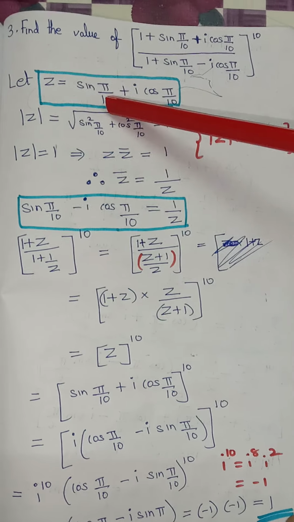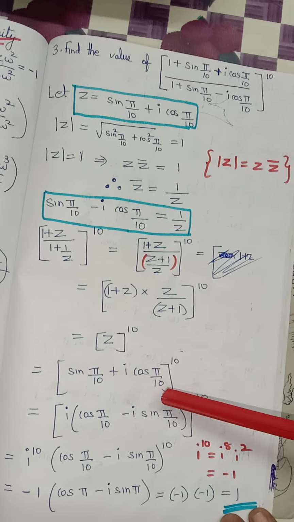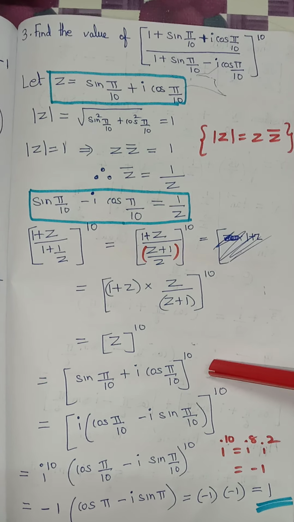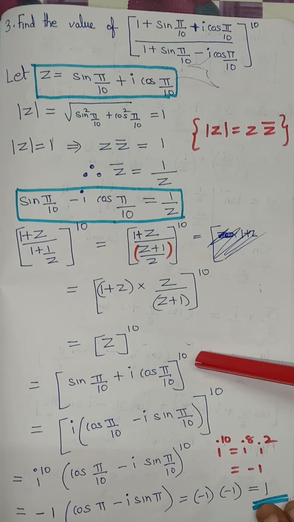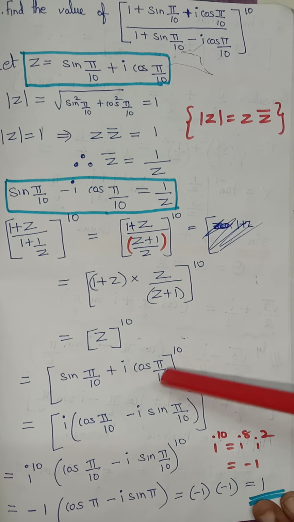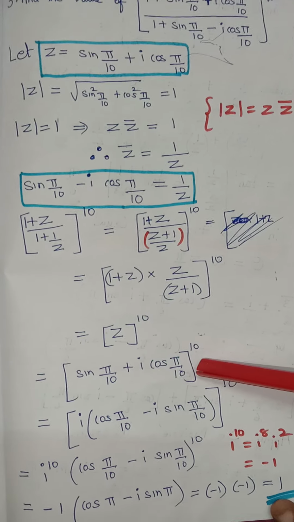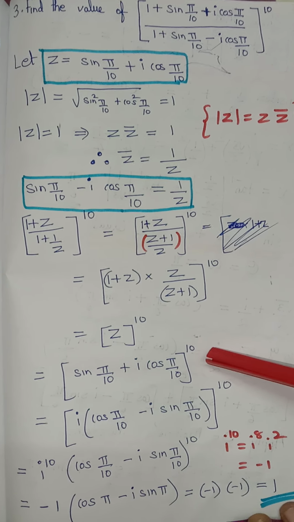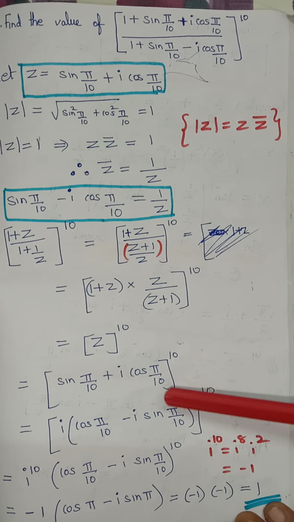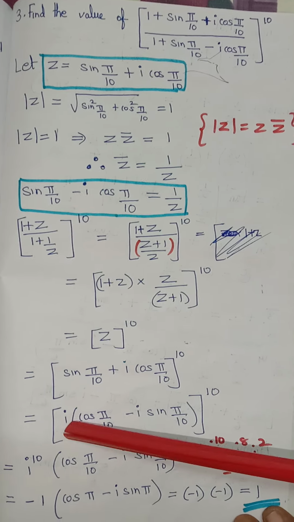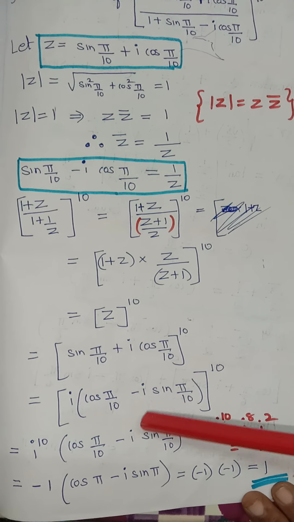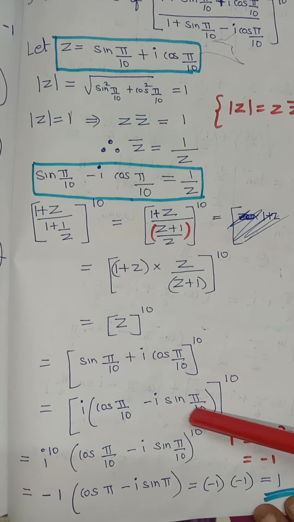Actually, what is our z? (sin π/10 + i cos π/10) to the power 10. Now we can't apply De Moivre's theorem. If we have to apply De Moivre's theorem, we have to have cos as the first term and sin as the second term. That is, in short, it should be in polar form. But this is not in polar form, so I can't apply De Moivre's theorem. In order to make De Moivre's theorem applicable, I am going to take this i as common. So I am taking i common, which means the first term I will write cos π/10. Next, what I should write? Minus i sin π/10.